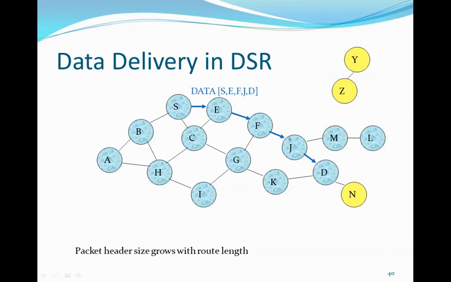But there is one drawback of this technique: if we have a large network, then the packet size will grow for a long route. Therefore, DSR is not recommended for long networks, because then the control packets will grow automatically much more.